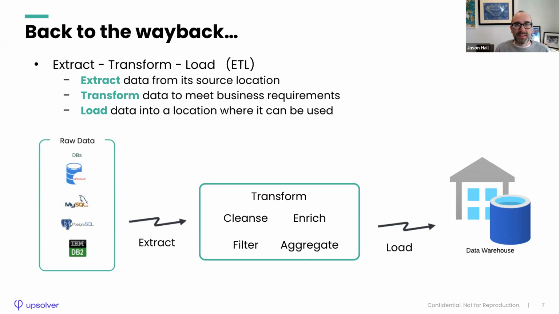We might need to aggregate the data, which is a very common reporting use case, right? I've got transactions at the second level in my raw data. I want to aggregate that into an hourly aggregate and write that into my data warehouse. So all these transformation processes are happening in between our source data and our data warehouse.